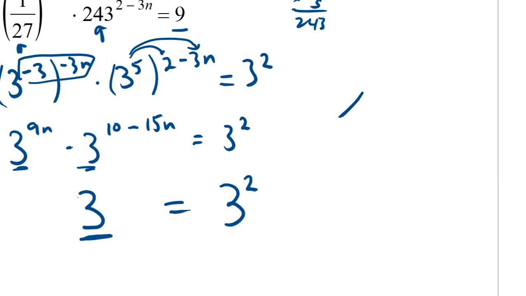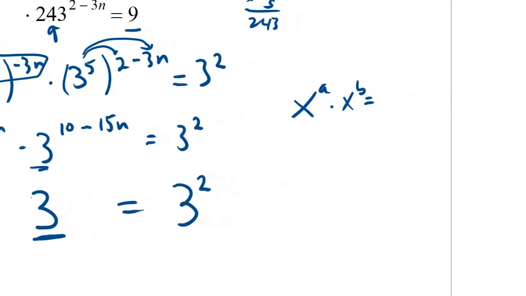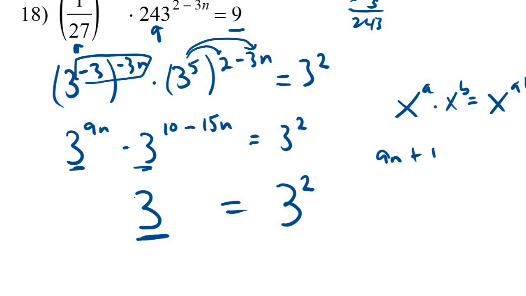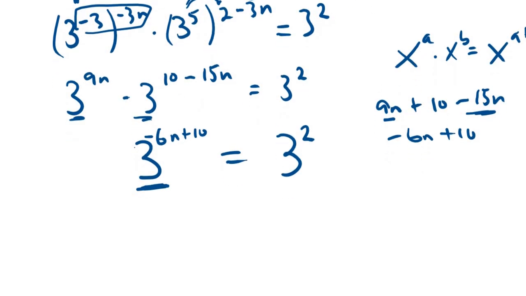You're going to remember the rule that says if I have x to the power of a, x to the power of b, what do I do with the a and b? Yeah, you got it right. We add them together. So we're going to add 9n plus 10 minus 15n. We combine like terms: 9n and negative 15n is negative 6n, and then 10. That is what's going to be at this exponent. Now we got this one base.